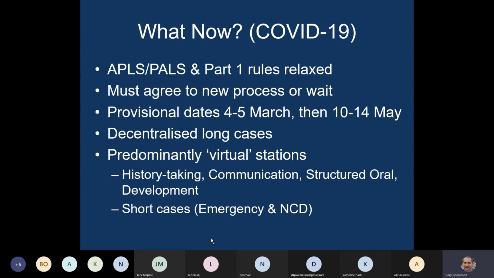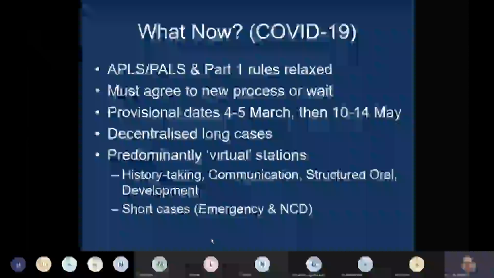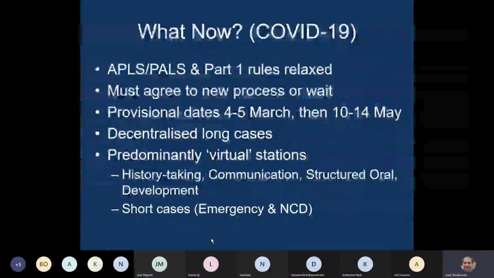Candidates who are successful in the MCQs, at least last year, I'm not sure it's going to be different this year, have to agree that they're happy to be examined with the modified CCA, taking the COVID stuff into account. If they choose not to, then they can just wait for when a real, normal, old-style CCA is available, and who knows when that's going to be.